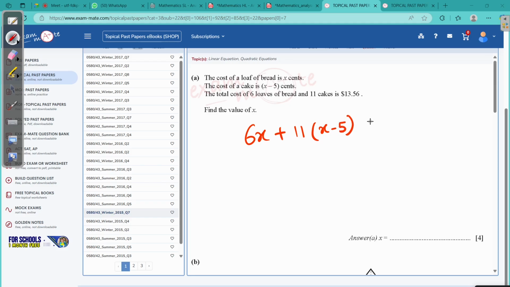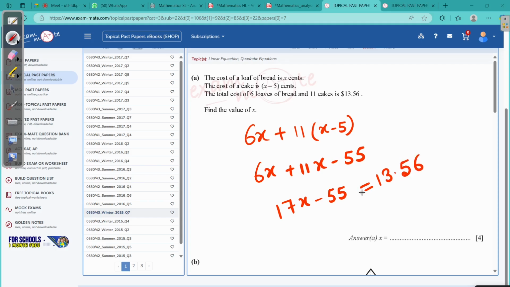So you then multiply it. You do 6x plus 11x minus 55. Then you get 17x minus 55 is equal to 13.56. Then you just add 55, so 17x is equal to 68.56. x is equal to 68.56 divided by 17. Take your calculator and find it.